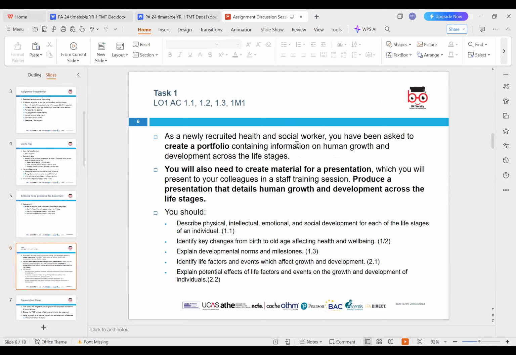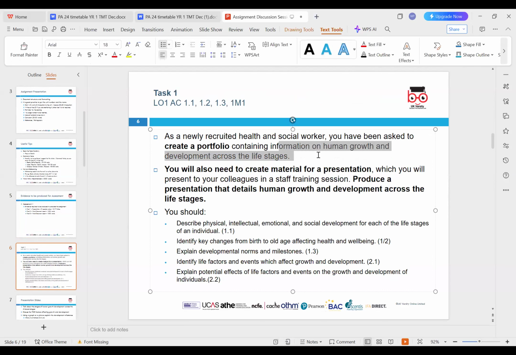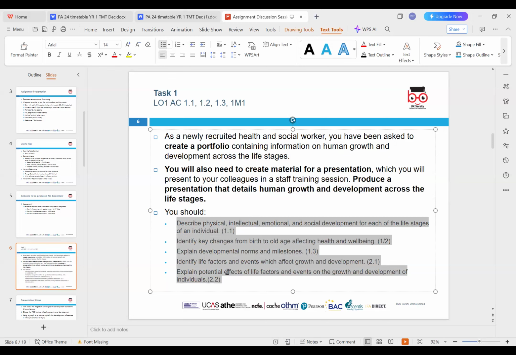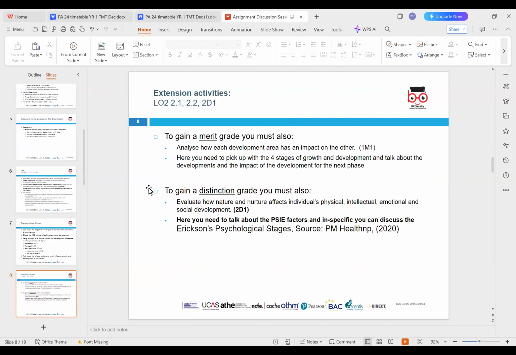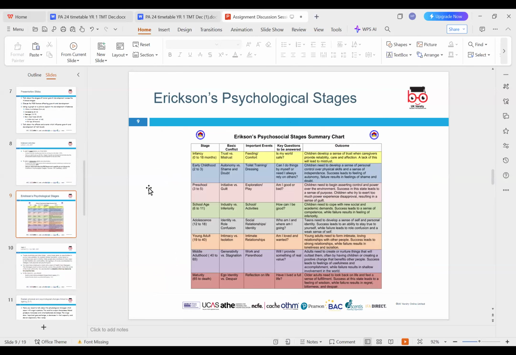So this task number 1, which will comprise 15 to 17 slides, you'll create a portfolio that will contain information on growth and development across life stages. So you're producing a presentation that would detail human growth and development across life stages. You would include all of these points in it, and you can use this for your presentation slides.